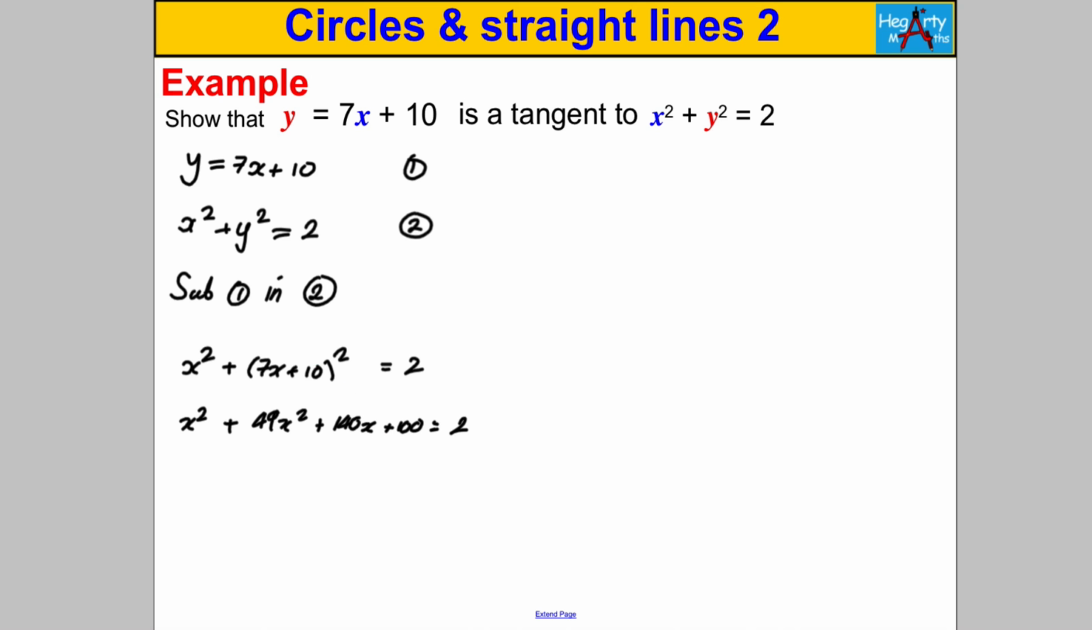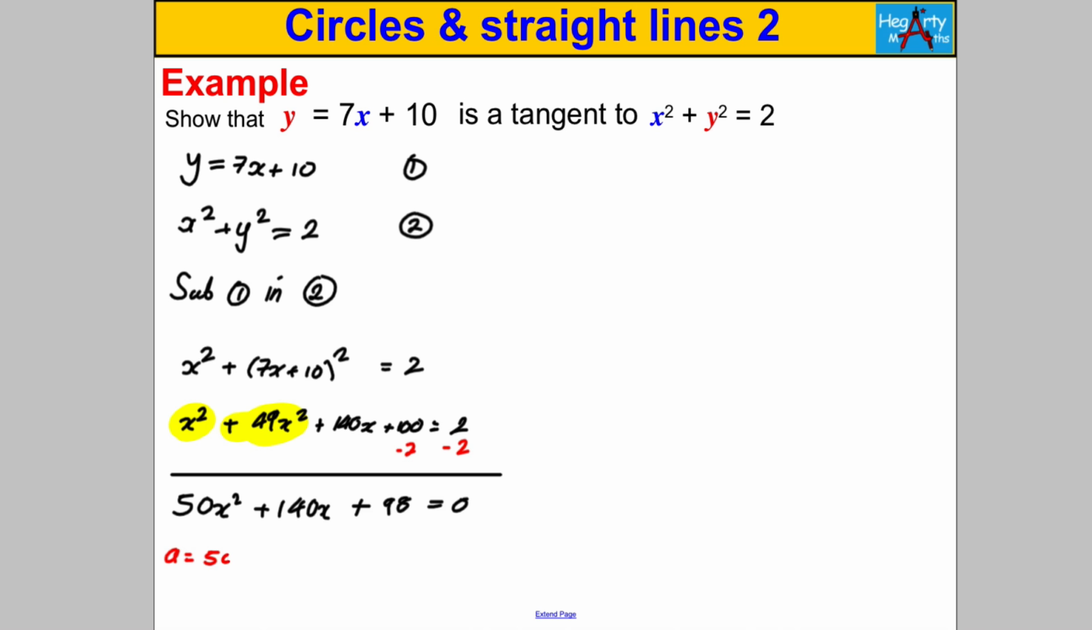Then I'm going to collect like terms. I'm going to collect the x squared there and the 49x squared there. And I'm also going to subtract 2 off both sides, so I've got a quadratic equaling 0. And I'll get myself the following: 50x squared add 140x add 98 is equal to 0. Now at this point, before I proceed, I could simplify this, but I don't have to. I could state that a is 50, b here is 140, and c here is equal to 98.